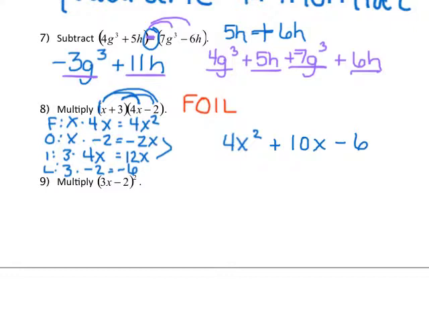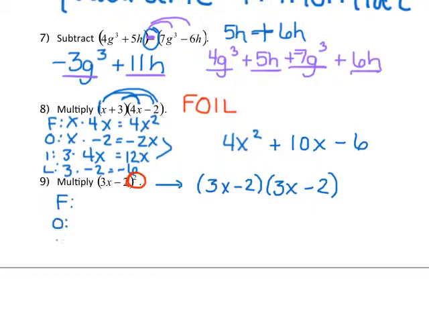Okay, number 9 is very similar, but again, you've got to work with this square thing. When you see this square there, that means you're going to have to write these parentheses out twice. So it really means that you're working with 3x minus 2 times 3x minus 2. And I really recommend that you write it out like that. I see a lot of mistakes when people don't write it out like that. This is now a similar problem to number 8, FOIL.